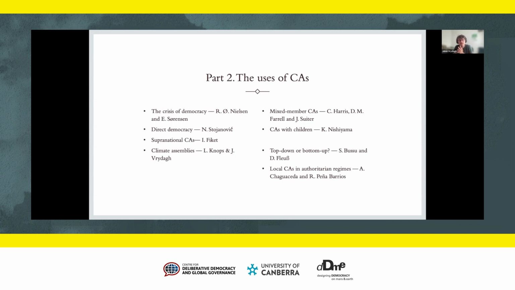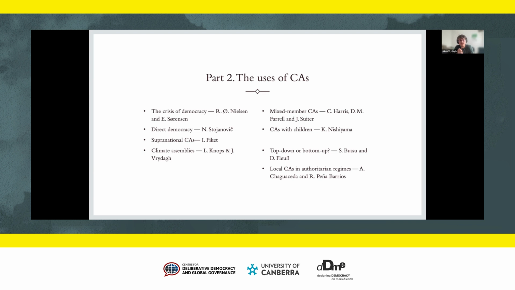And then we have two really original chapters about citizens' assemblies. The first one is about the recent cases of combining lay citizens with elected officials in citizens' assemblies. And so the Irish stellar team of Clodagh Harris, Jane Suiter, and David Farrell discussed the latest examples of mixed-member citizens' assemblies, and they discussed the pros and cons of combining these two actors in the process.